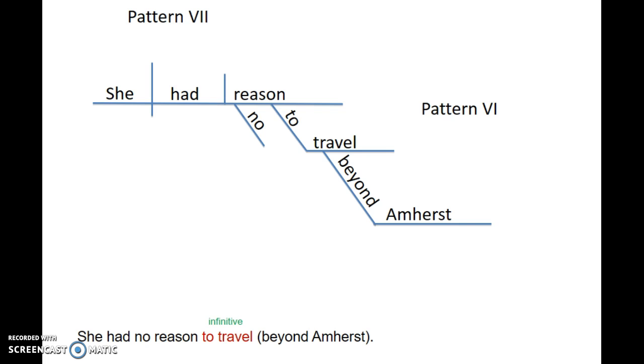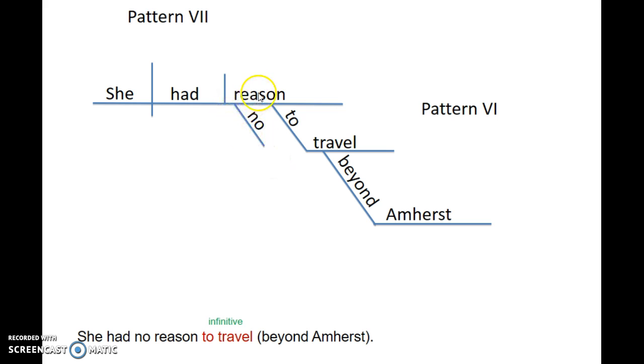This one's fairly simple compared to what we have been doing. She is our subject. Had is the verb. And remember, that is an action verb. Sometimes we think it's an auxiliary verb and we want to put it in a different category, but have is an action verb. And have what? Reason. So we have subject, action verb, direct object makes pattern 7.